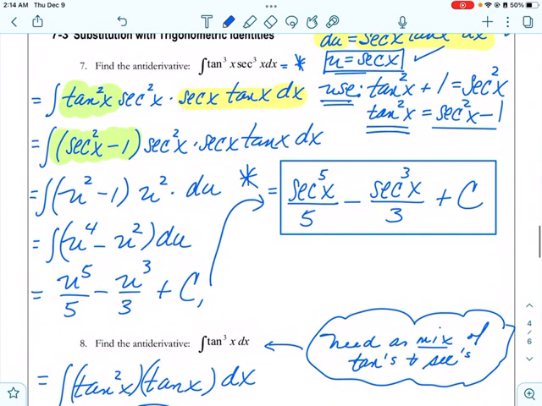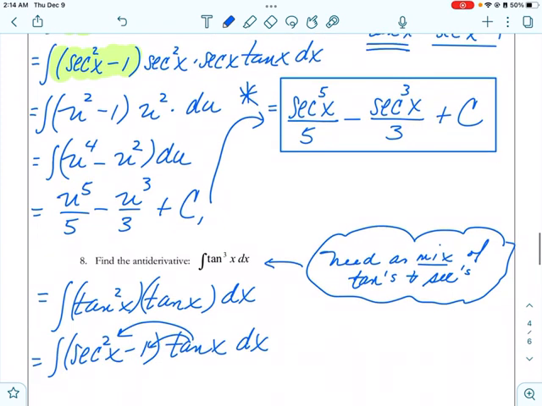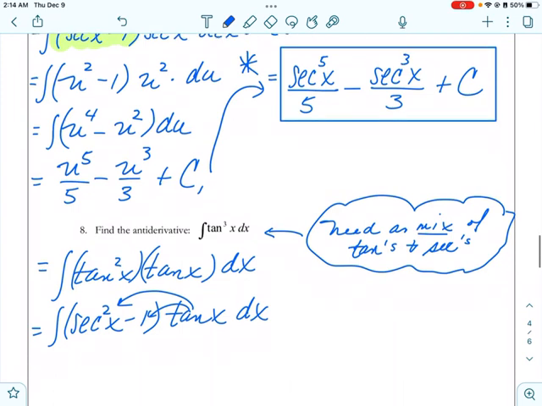Now, there are times when you have a choice, where sometimes you can have your du be one thing or another, and you can get equivalent answers. So now, I need a mix of tangents and secants, and all I have is a tangent cubed here. So I have to stop and think, what do I want to do?